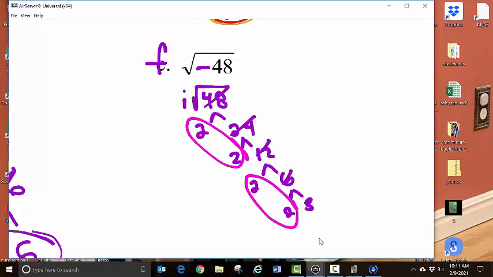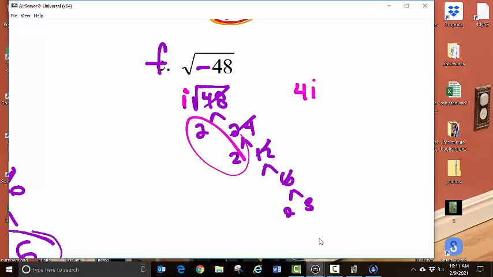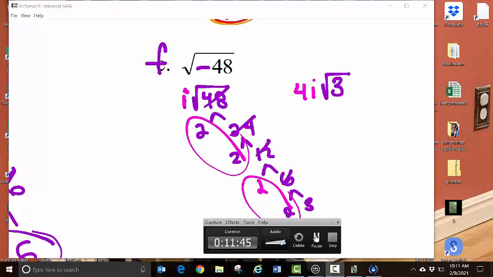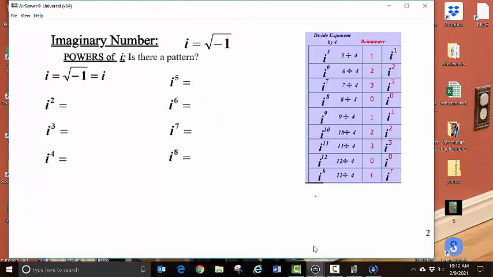So this pulls out a 2, this pulls out a 2. 2 times 2 is 4i. That comes out. Those are the two 2s I pulled out. And what am I left with underneath still? 3. Ideas. i is always the square root of -1.